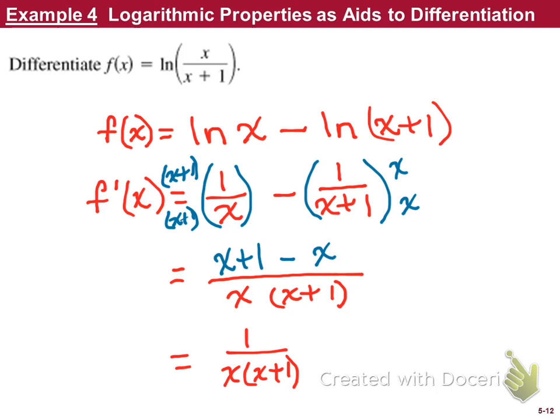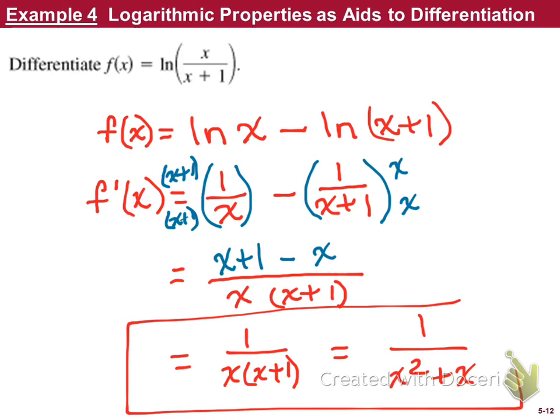You could leave it like this in its factored form. Some of you may want to go ahead and multiply that denominator, put 1 over x squared plus x. Either answer there would be acceptable. And that's it.